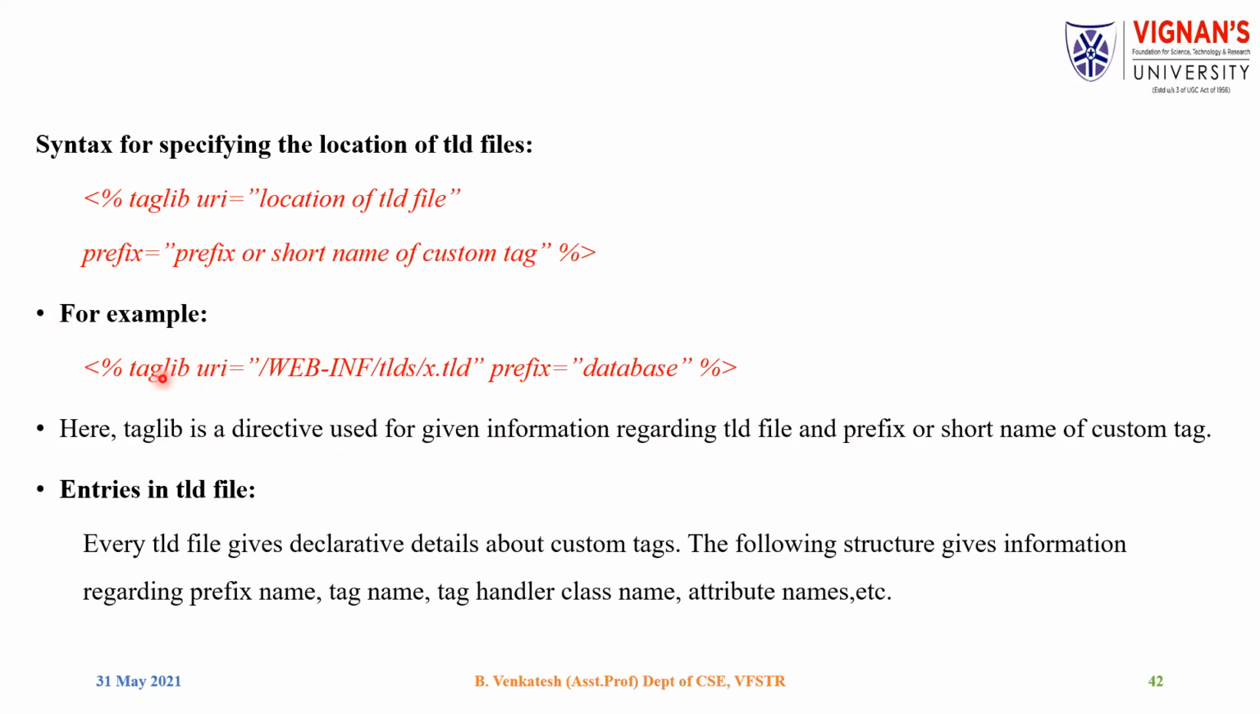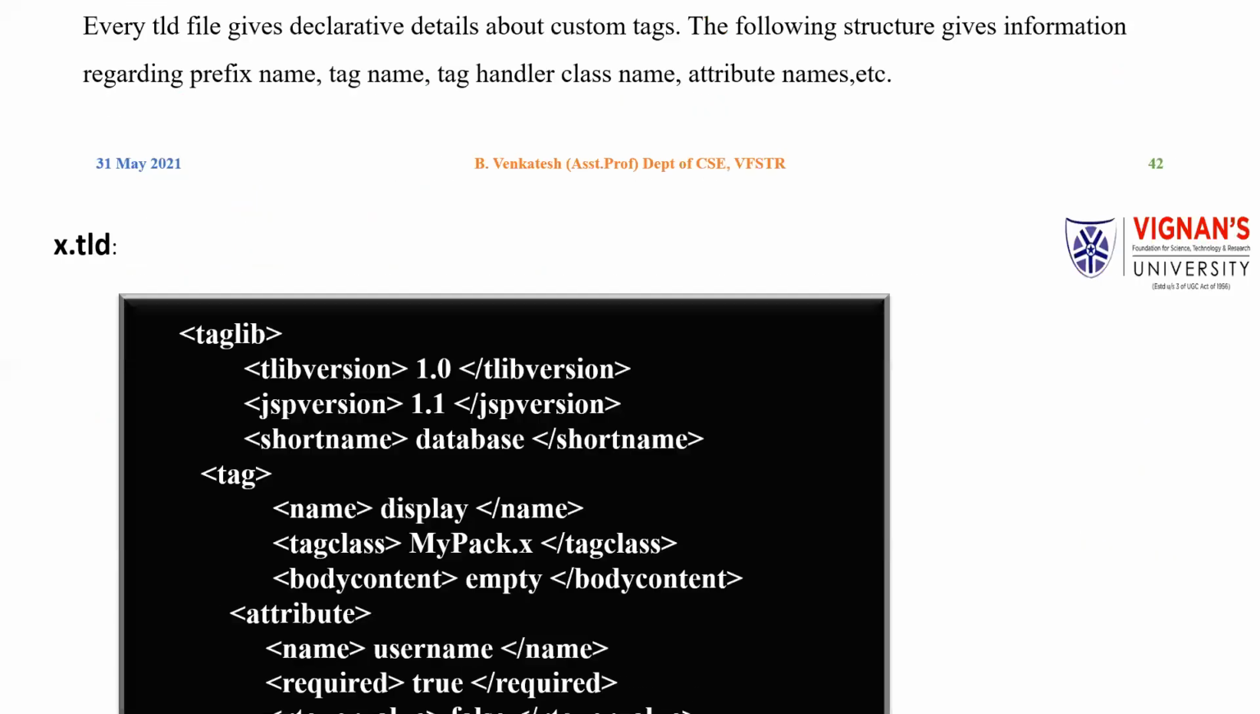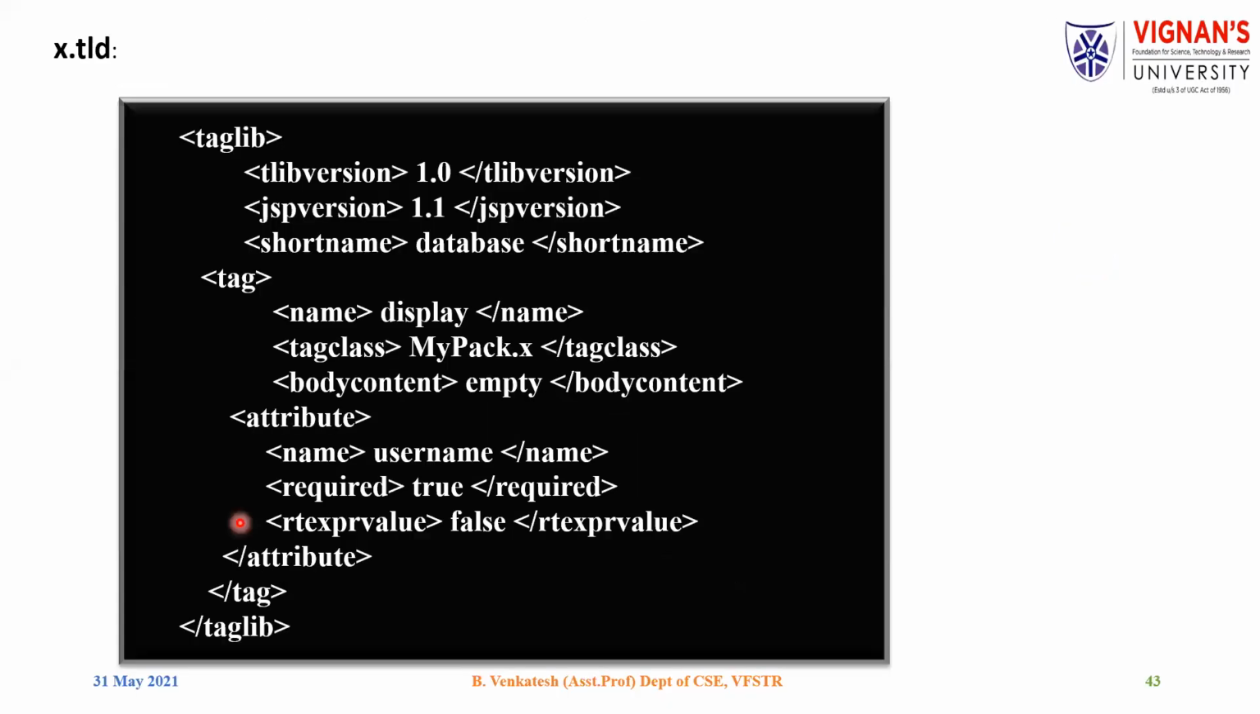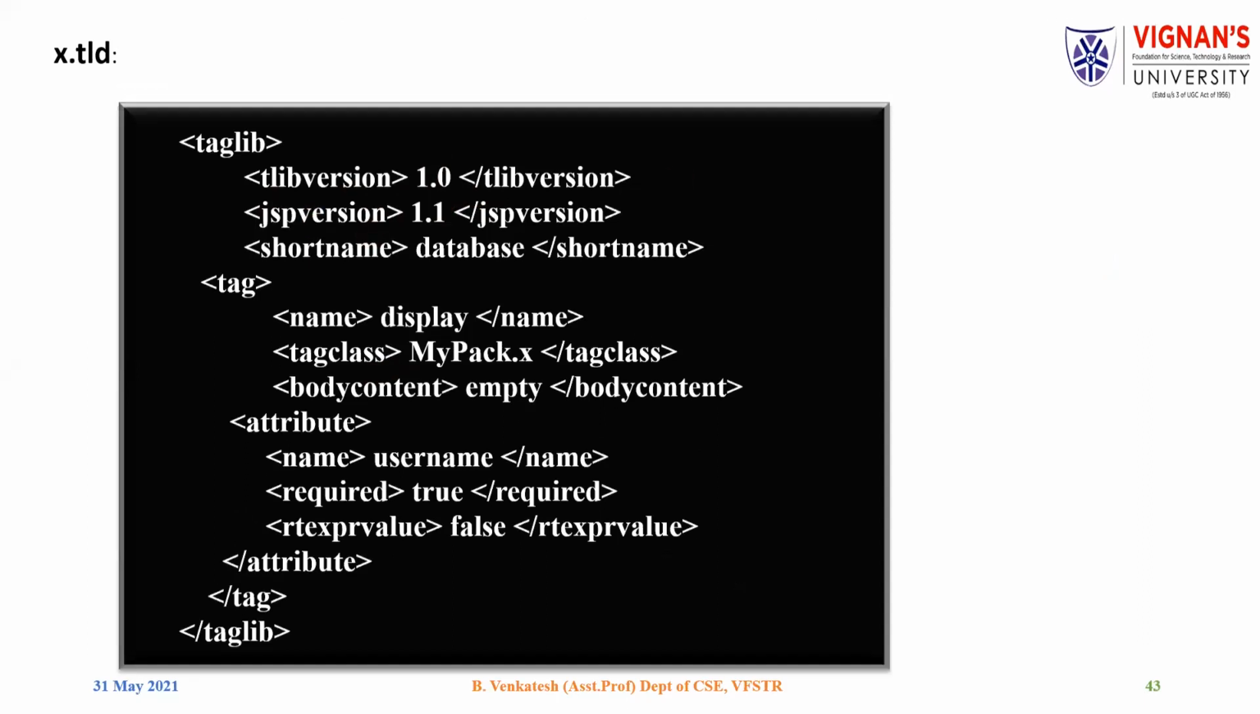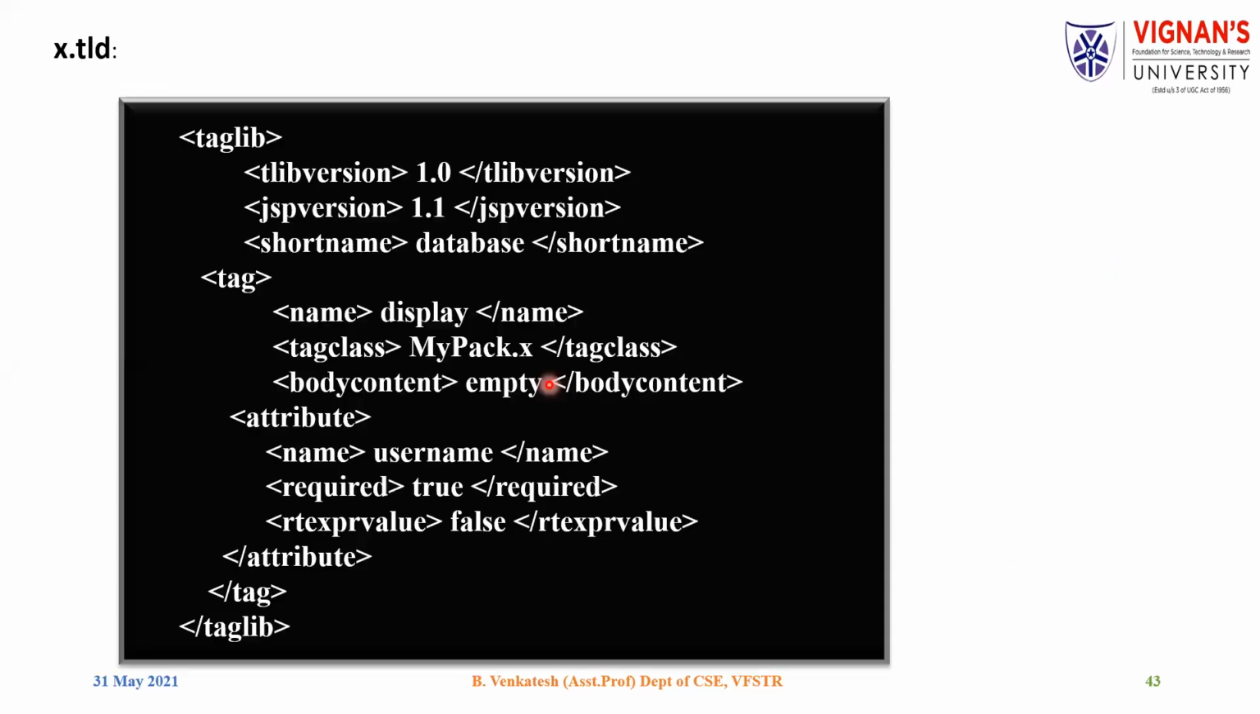Okay, so what are the entries that we will make in a TLD file? This code will explain the basic elements that should be included in a taglib descriptor. So the taglib version, what version are we going to use? We are going to use version 1.0, and the JSP version. What is the short name? This short name and the prefix name should be the same. Then the tag. What is the tag name we need to use? The tag name we need to use is display.